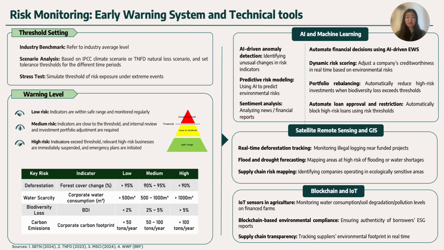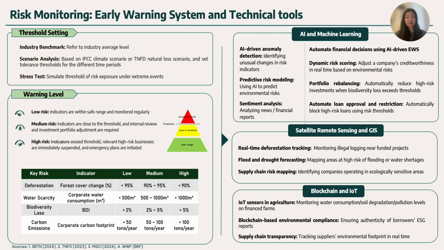EWS classifies risks as low, medium, or high. Low risk needs routine monitoring. Medium risk prompts internal review and possible portfolio adjustment. High risk, triggered when thresholds are breached, requires immediate action. To ensure accurate classification, thresholds are adjusted dynamically using industry benchmarking, scenario analysis, and stress testing. Benchmarking aligns performance with sustainability standards. Scenario analysis based on IPCC and TNFD projections anticipates future risks and informs threshold updates. Stress testing simulates extreme events to assess resilience.